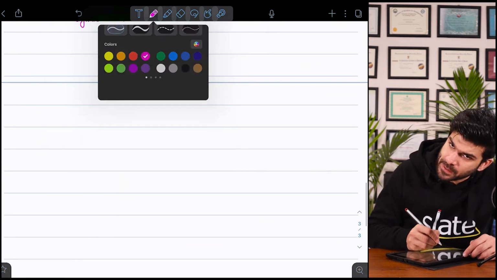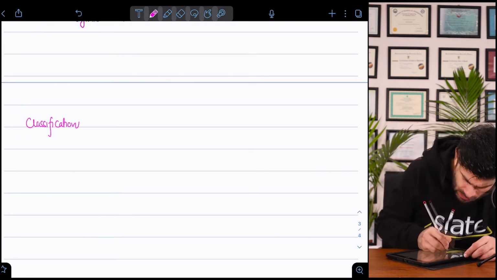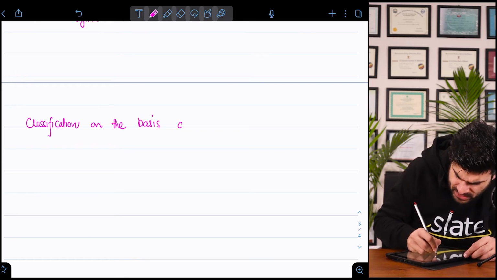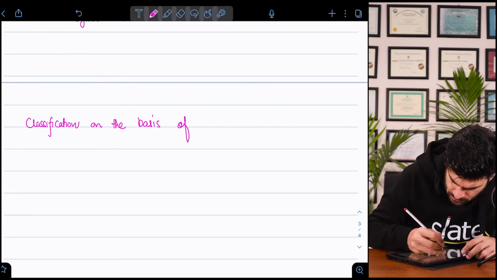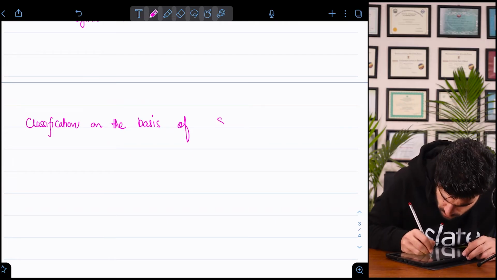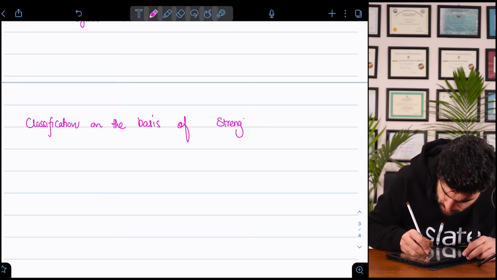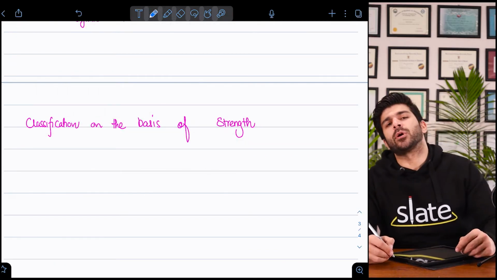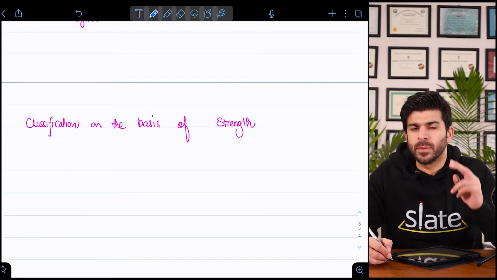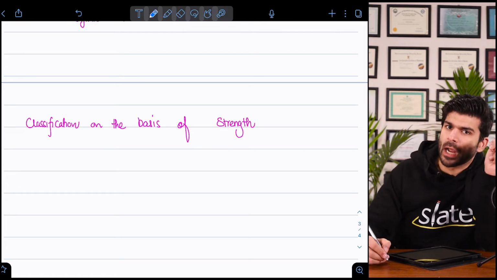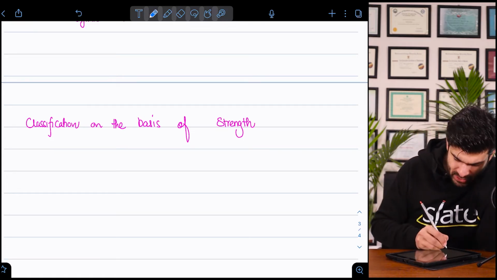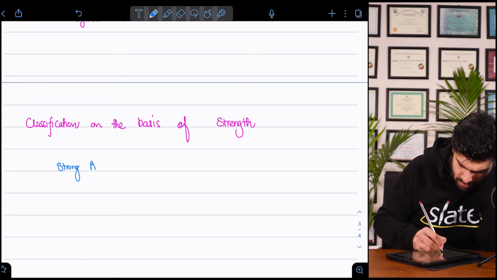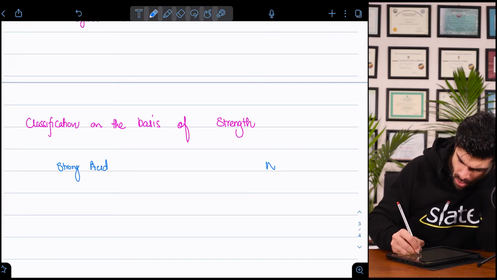Now let's talk about the other type. Classification on the basis of strength. Now students, this is a very, very, very important classification. On the basis of strength, there are only 2 types of acids. As you can see, strong acid and weak acid.